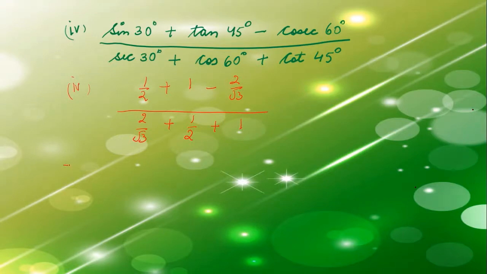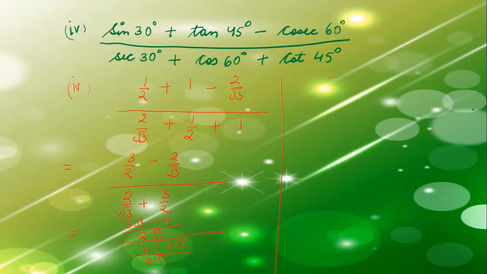Now solve it. 1 upon 2 plus 1, take the LCM, so it will be 2. 2 plus 1 is 3, 3 upon 2 minus 2 root 3. So it is 2 by root 3 plus 3 by 2. So it will be, take the LCM, 2 root 3. It will be 3 root 3 minus 4 divided by, take the LCM, 2 root 3, and here it will be 4 plus 3 root 3.